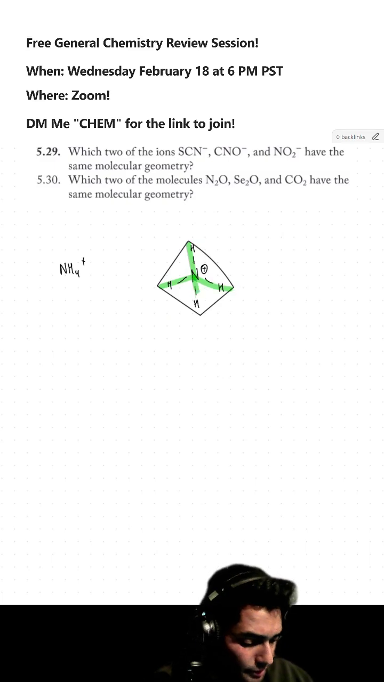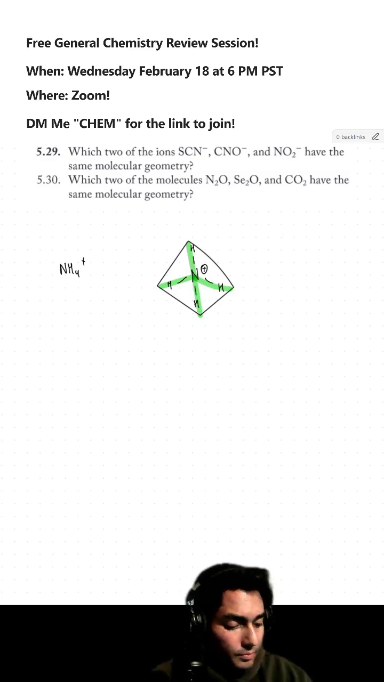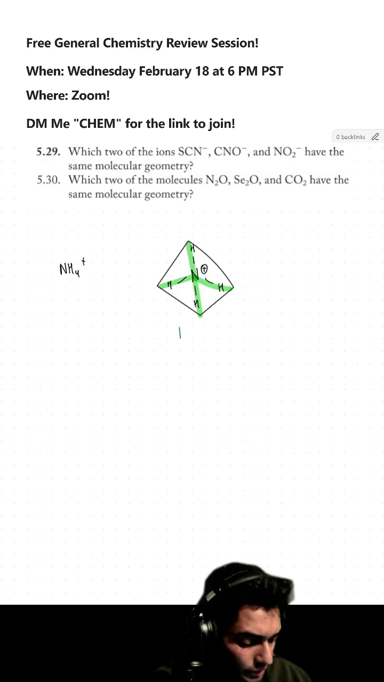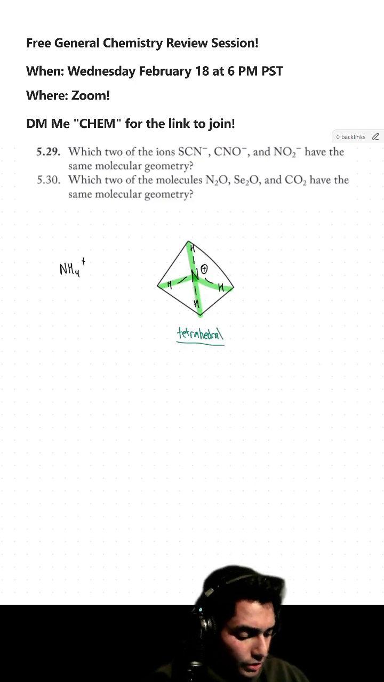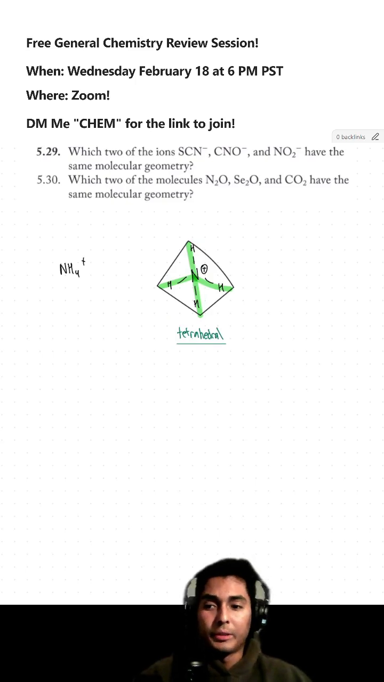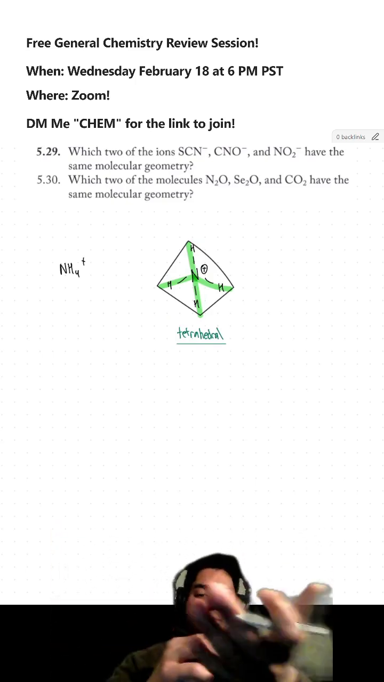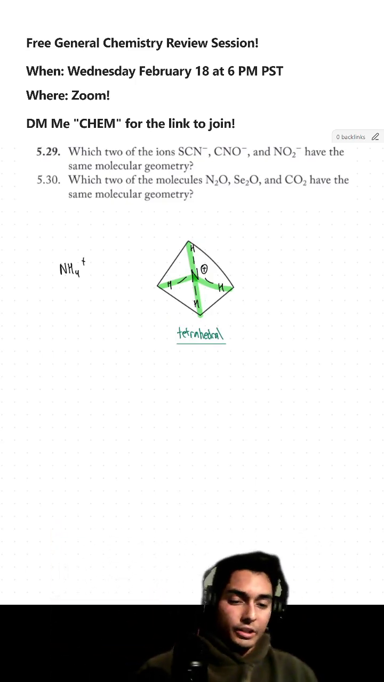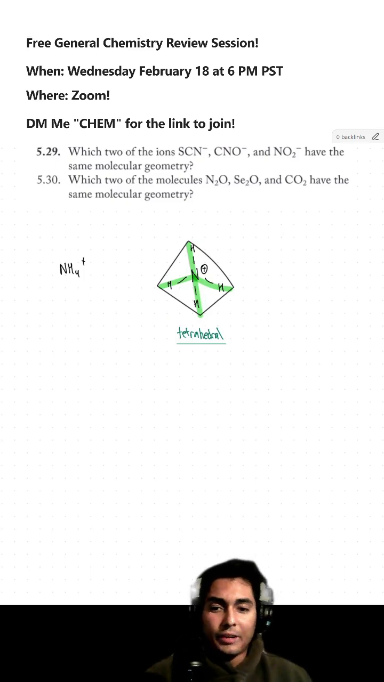So the name of this shape is called tetrahedral. Okay? So the molecular geometry for this particular compound here is called tetrahedral. So that's going to be our first shape here. Tetrahedral just means we have this kind of pyramidal shape, right?